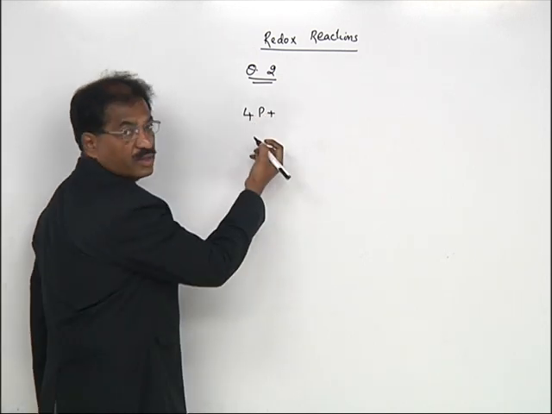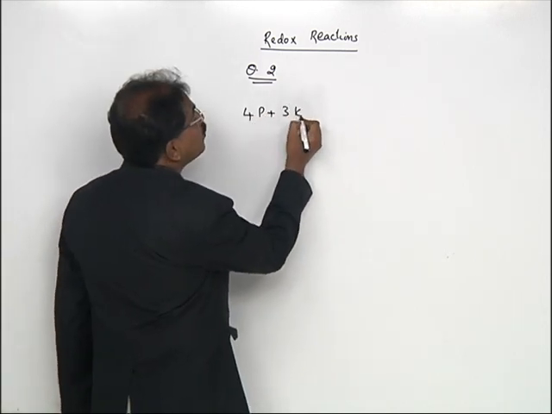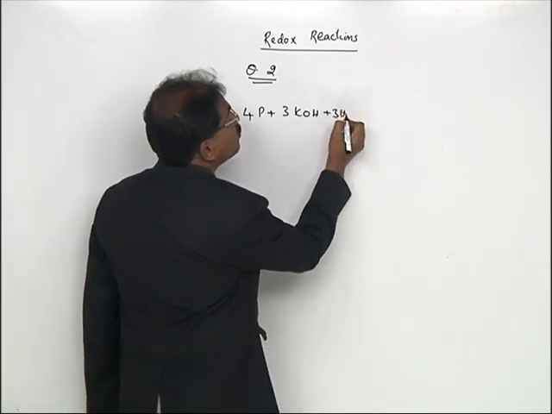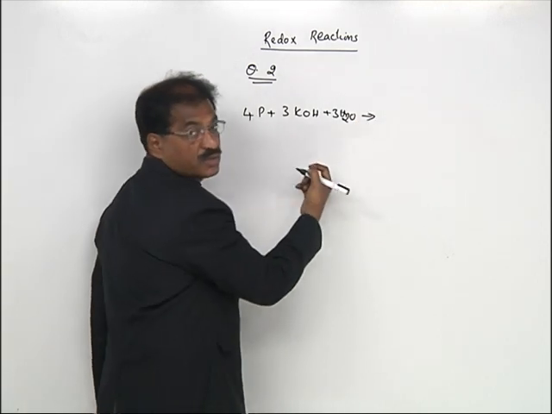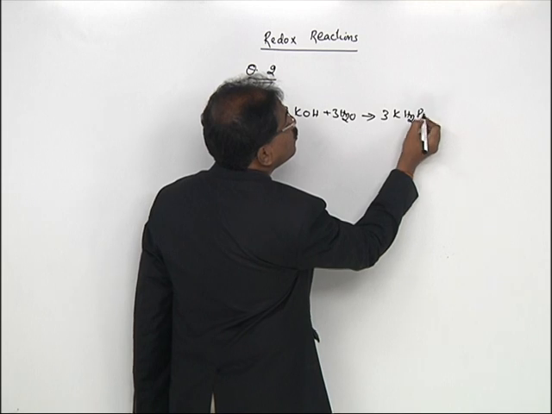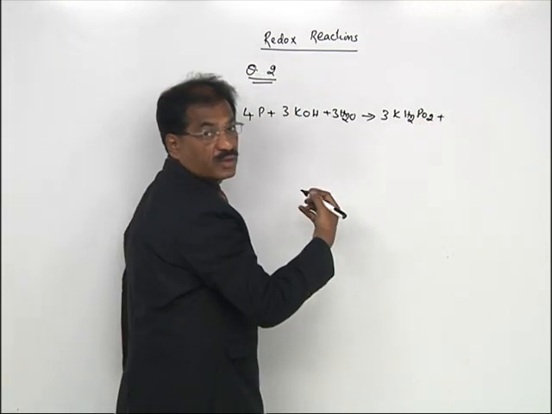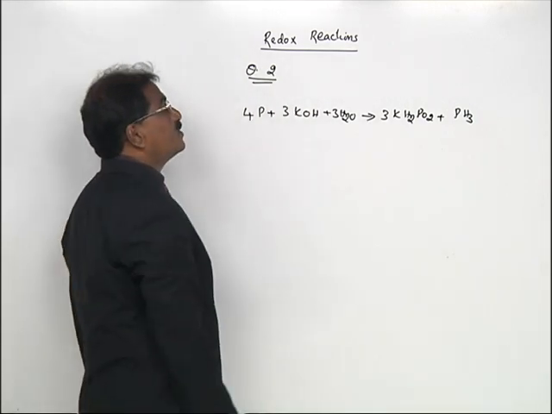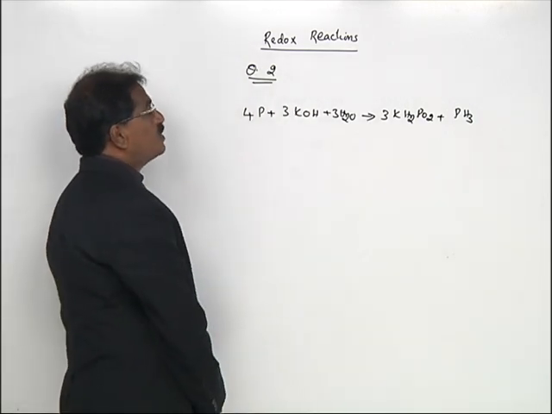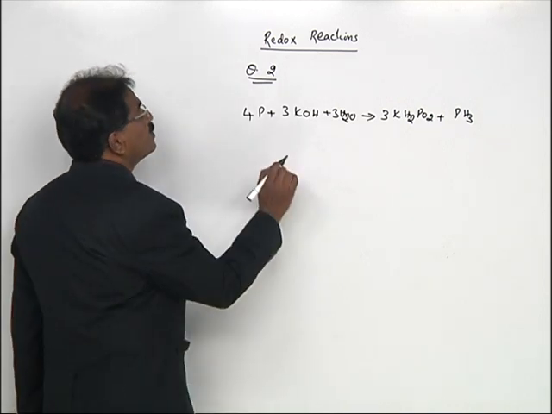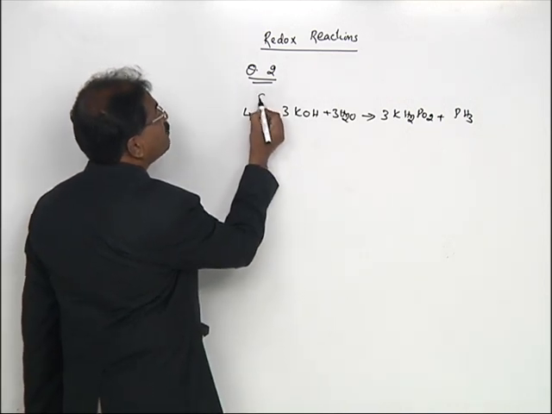4P plus 3KOH plus 3H2O gives 3KH2PO2 plus PH3. So, in this reaction we have to identify which atom is undergoing oxidation and which atom is undergoing reduction. So, now identify the oxidation state of every atom.